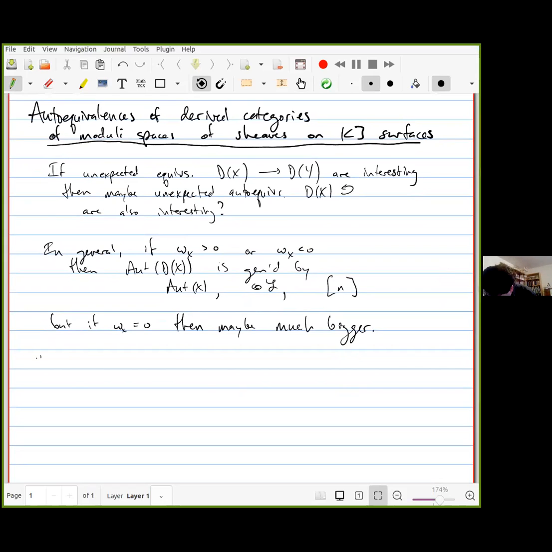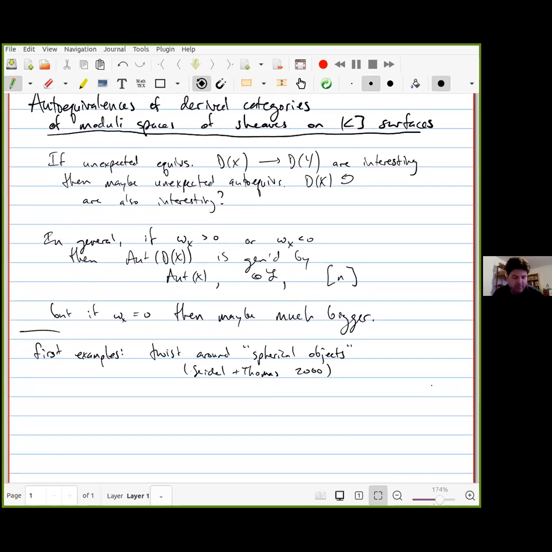And so maybe the first examples of non-trivial autoequivalences of the derived category of a variety are the twists around so-called spherical objects. This was written down by Seidel and Thomas in, I think, 2000, and had been in the mirror symmetry air for a while before that. So if I'm given some object F, maybe a sheaf, in the derived category of X whose self-Ext algebra is the cohomology of a sphere.